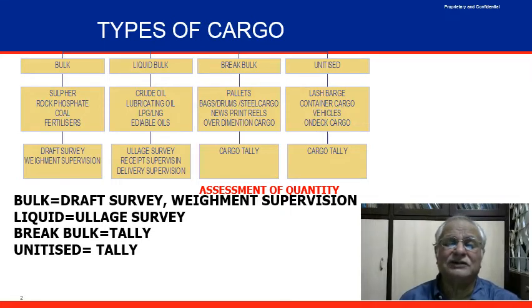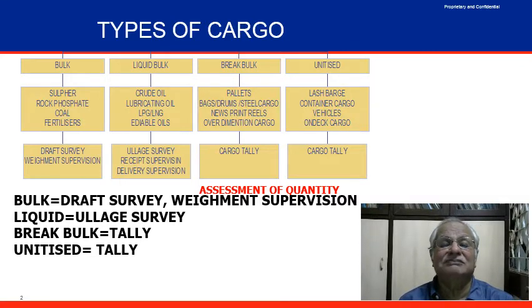The next part is liquid bulk consignment. Liquid bulk consignments are also in multiple groups. For example, petroleum crude oil, petroleum products, lubricating oils, diesel, petrol, and xylene, paraxylene, these types of aromatics. Then there are various types of chemicals. Then there is crude oil for edible purposes, then refined edible oils.